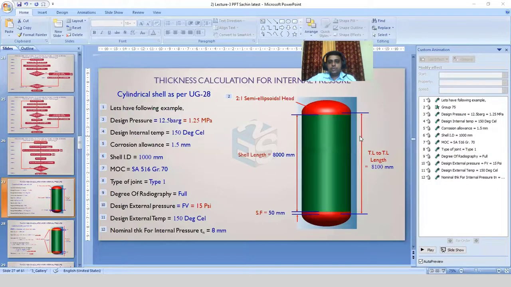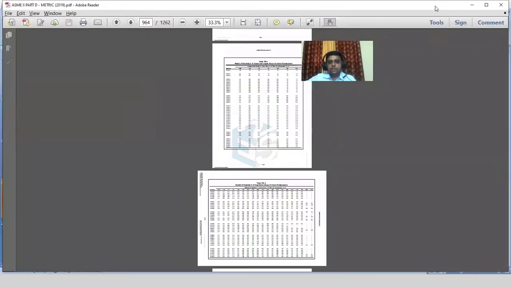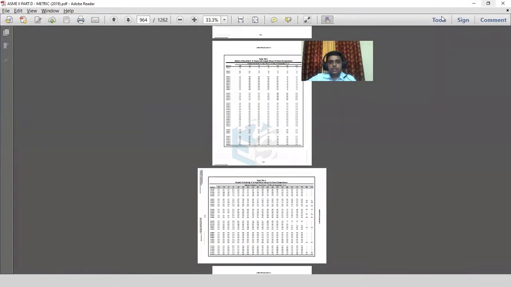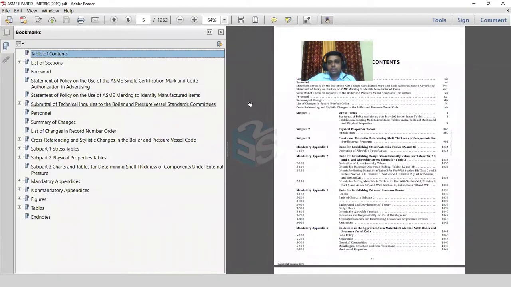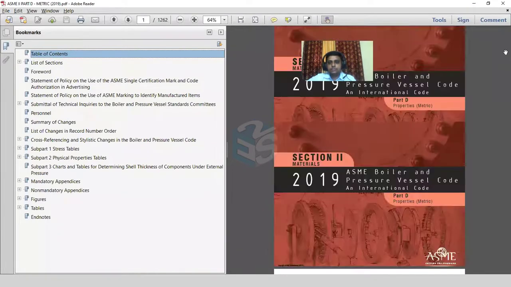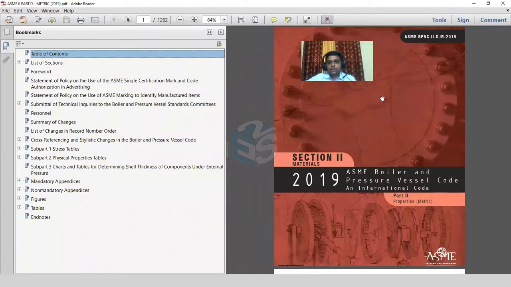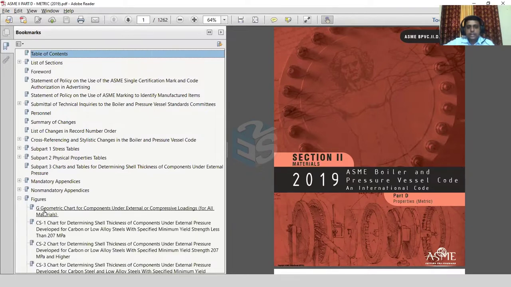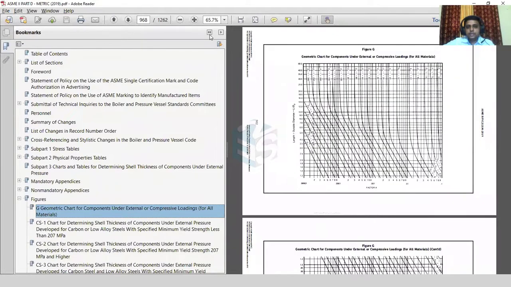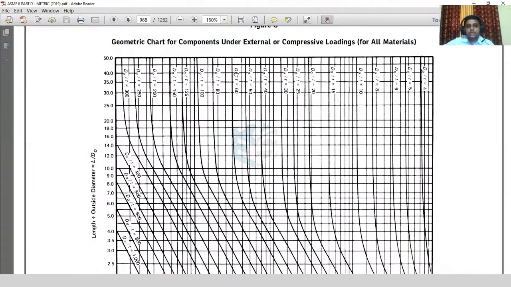So we are going to open the code. Yes, we are in the code. Which code are we referring to? Section 2. Please remember, we are going to see Section 2 for this. We are now in the ASME Section 2 Part D, metric version, and in that we have to find figure G, given under figures. That is the geometrical chart for components under external pressure.